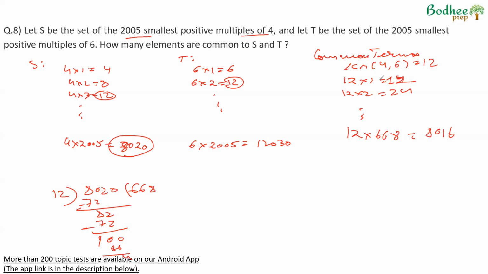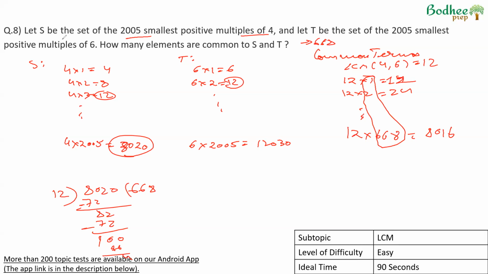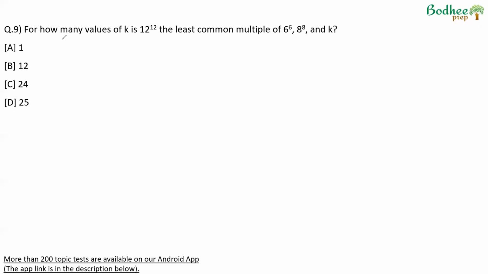So how many numbers are common? From 12 into 1 to 12 into 668, 668 numbers are common. Again, I think this was also one of the easier questions in the set. 90 seconds, tops 2 minutes should be good enough to answer this question.